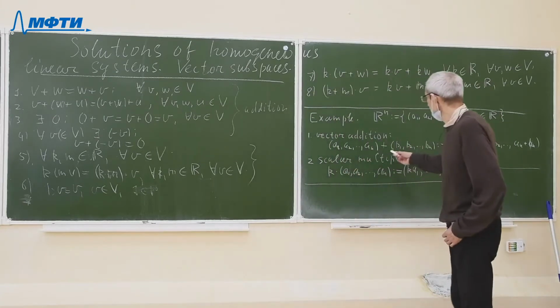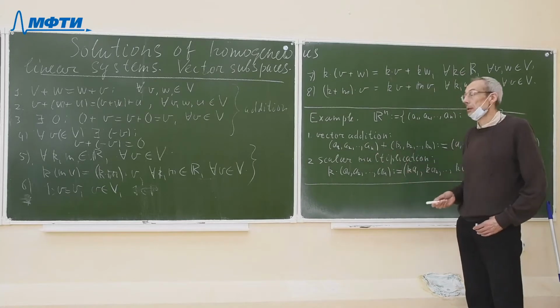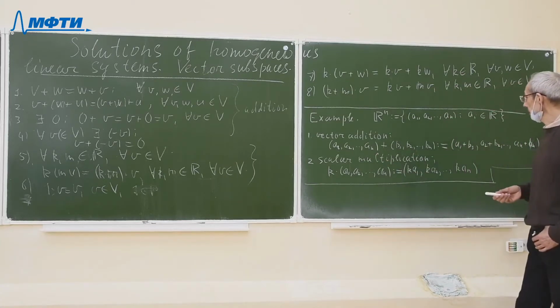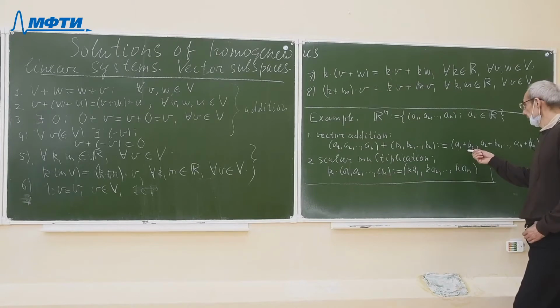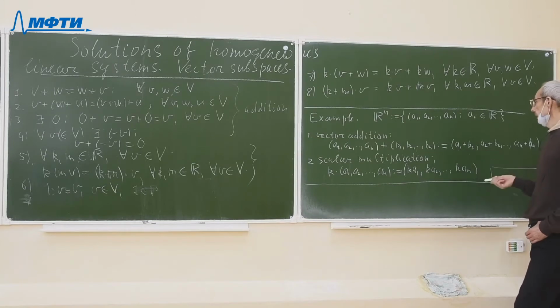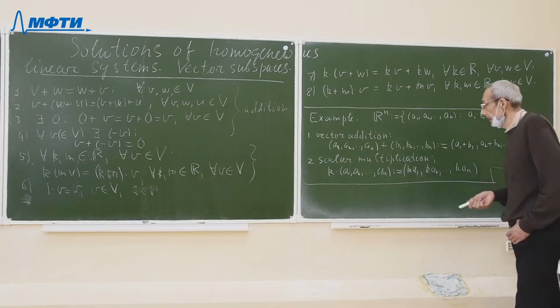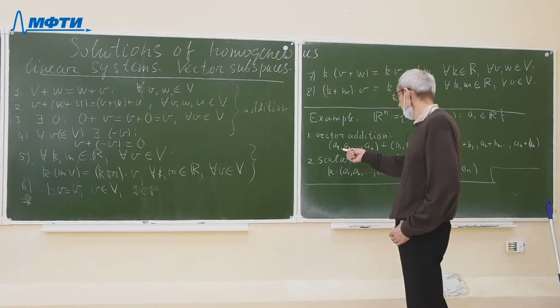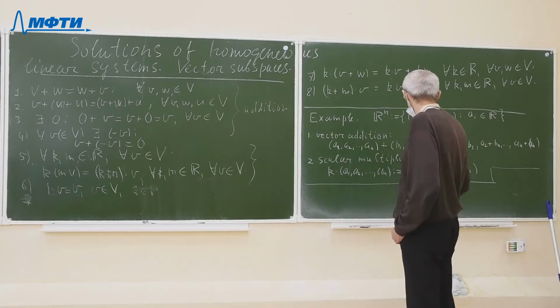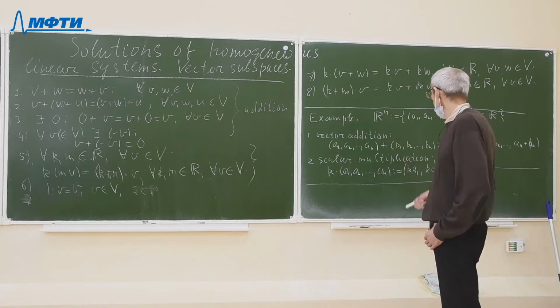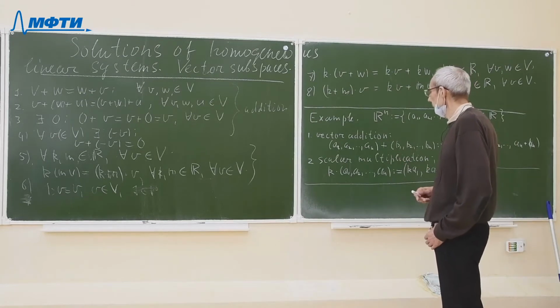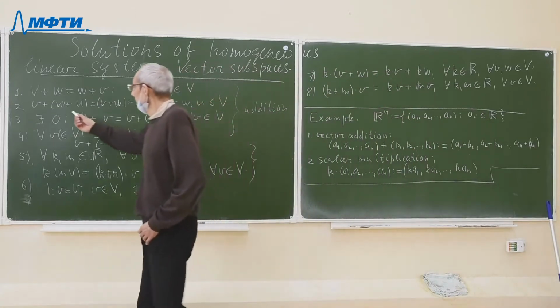Commutativity is easy to see. If we change the order of the summands, we obtain the same result, because the operation of addition of the real numbers is commutative, and a1 plus b1 is equal to b1 plus a1, and so on. And the sum of the two n-tuples a1, a2, an and b1, b2, bn is equal to the sum in inverse order, b1, b2, bn plus a1, a2, an.